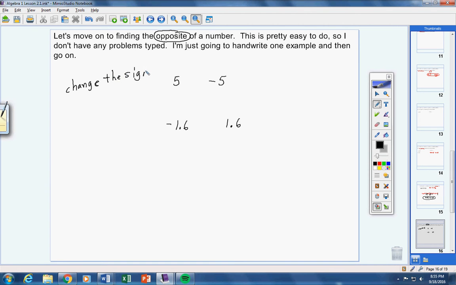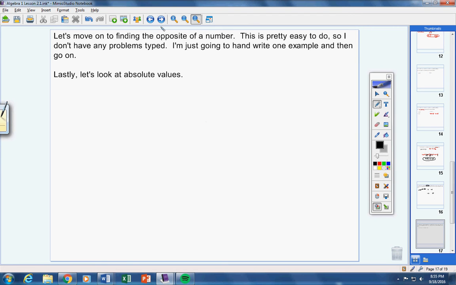So the opposite of 5 is negative 5. The opposite of negative 5 is 5. The opposite of negative 1.6 is 1.6. The opposite of 1.6 is negative 1.6. That's simple. That's easy. We're going to move on. Now let's take a look at absolute values, okay?